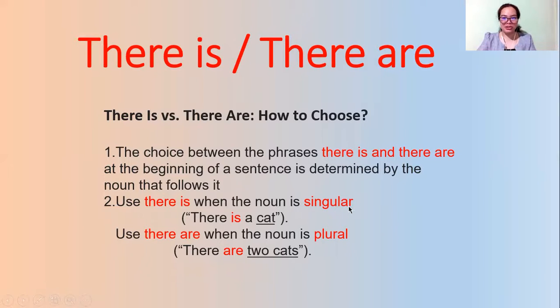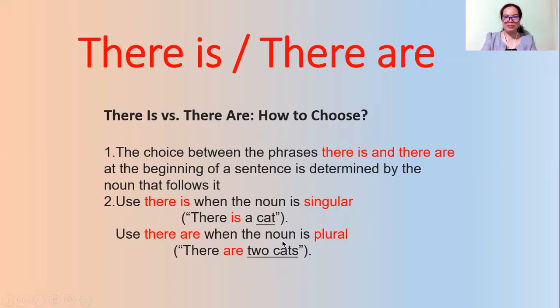We also learned about this one. What is singular? For example, there is a cat. So we use is if our noun is singular. Singular means only one. Use there are when the noun is plural. So there are two cats. So two cats is plural or more than one. So therefore, you are going to use are. Again, there is if our noun is singular, and there are if our noun is plural.